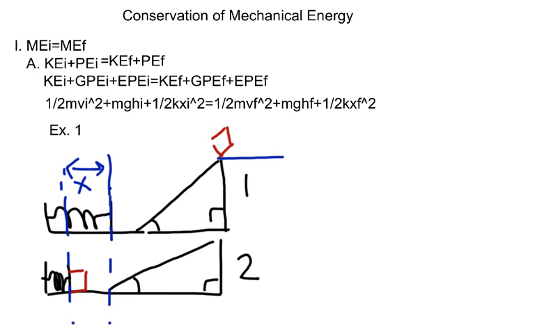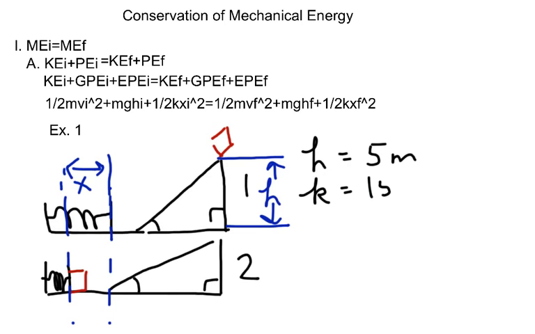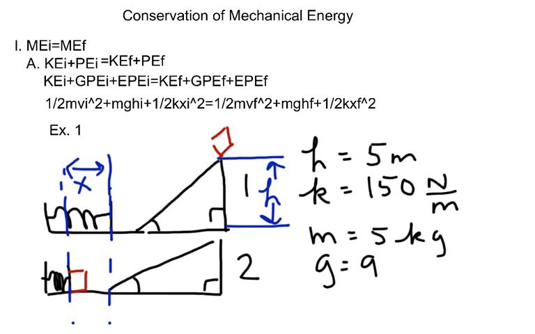Now in situation 1, this block starts off at some height above the ground. So let's give some givens here. That height above the ground, let's say that's 5 meters. The spring constant of the spring, let's say that's 150 newtons per meter. So that's a pretty springy spring. The mass of the block is 5 kilograms. We know g, the acceleration due to gravity, is 9.8 meters per second squared. And lastly, I want to find the compression of the spring.